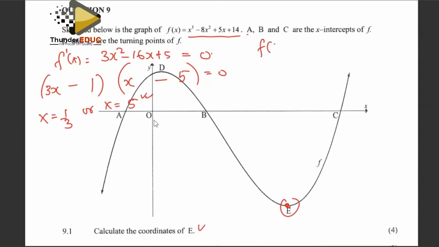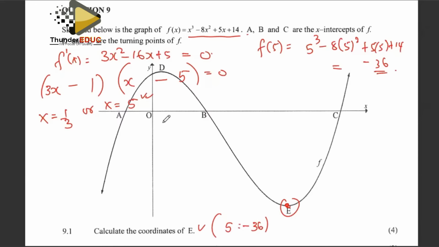Then let's look for f of 5, which is going to be 5 cubed minus 8 times 5 squared plus 5 times 5 plus 14. And then this gives me negative 36. Okay, so meaning that the coordinates of E will be 5 and negative 36.